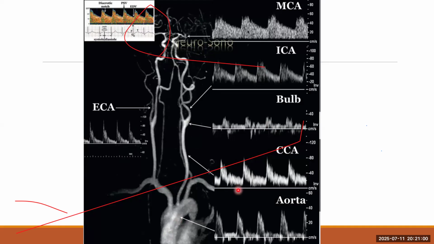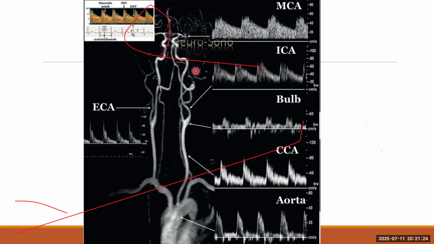So as we can see here, the aorta has a very high resistance waveform, and there can be occasional reversal in the diastole also. Whereas in the common carotid, it's more predominantly above the baseline, and it is still a high resistive waveform. Carotid bulb typically has a low resistance waveform. That's where it starts off, and it is more accentuated in the ICA and the MCA.